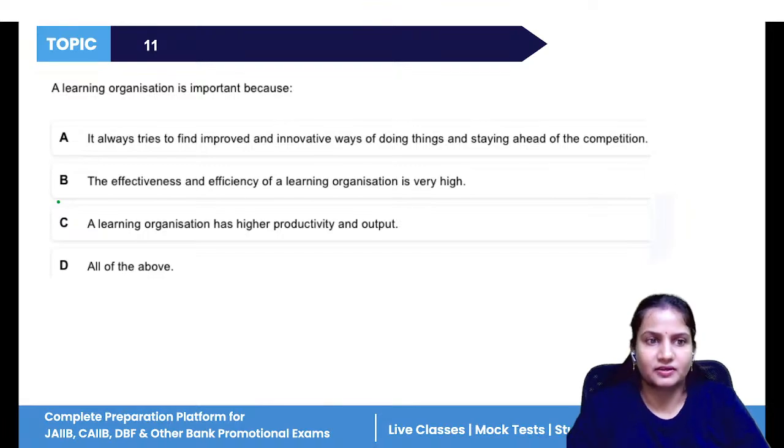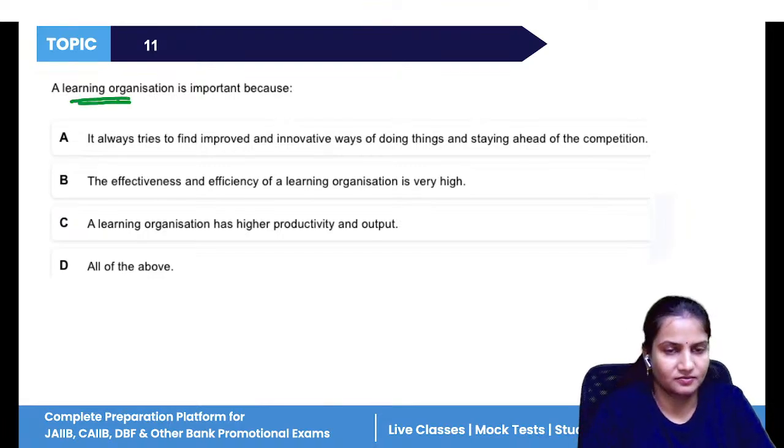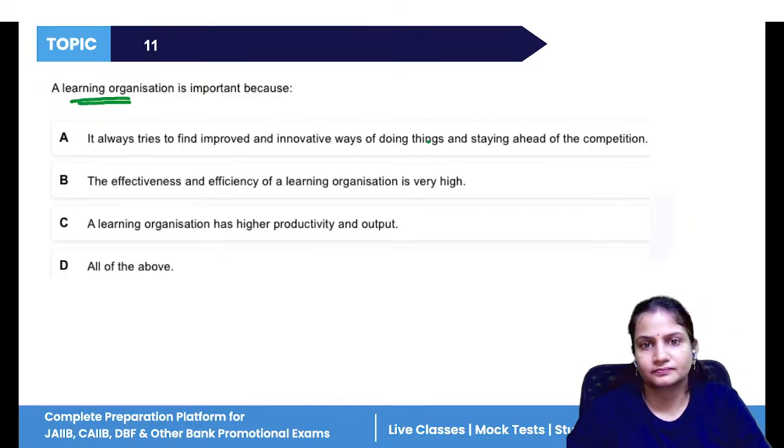No. 11. Learning organization. Again, important concept. So what is learning organization? Now, in an organization, if you are learning together, if you are sharing your knowledge, if you are sharing different ideas, if you are doing brainstorming, so that is called a learning organization. When you are learning together and sharing your ideas with one another, that is called a learning organization.